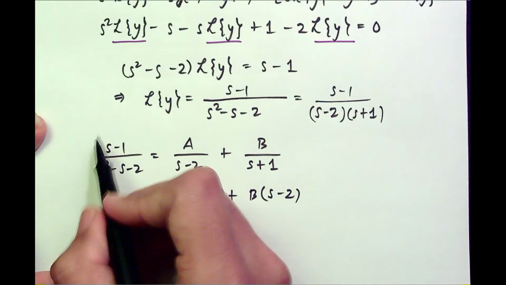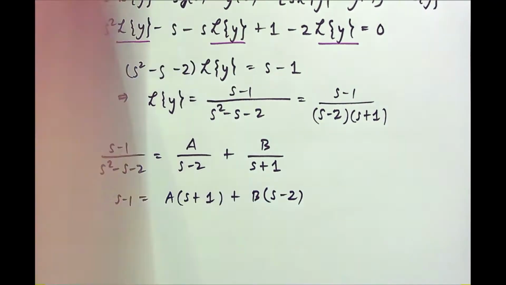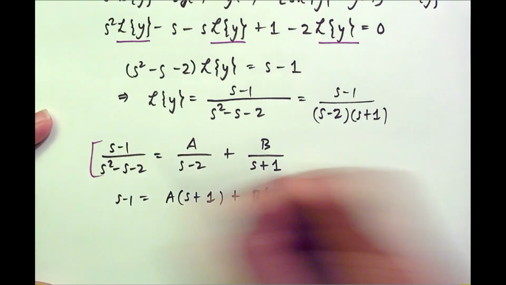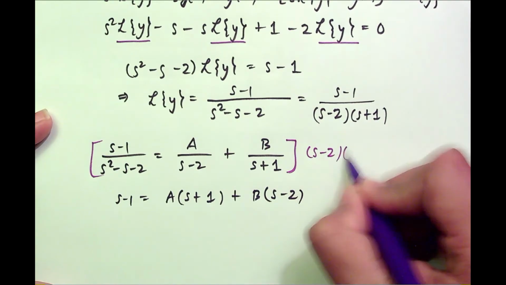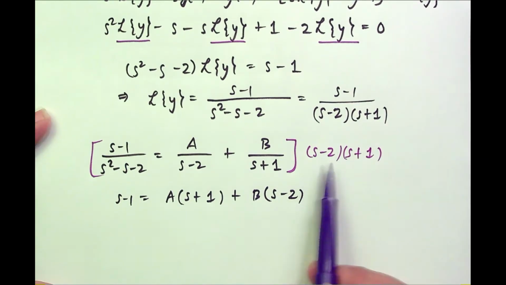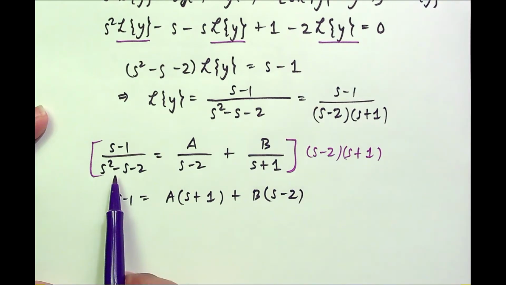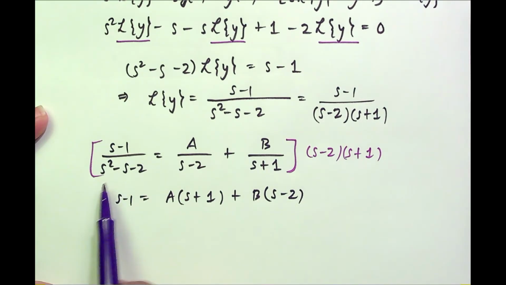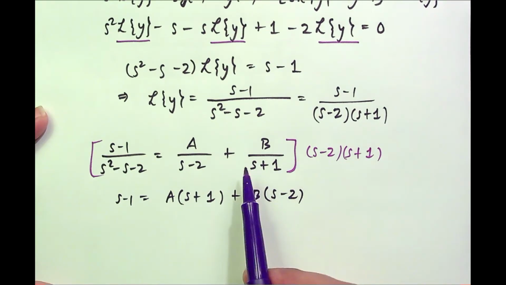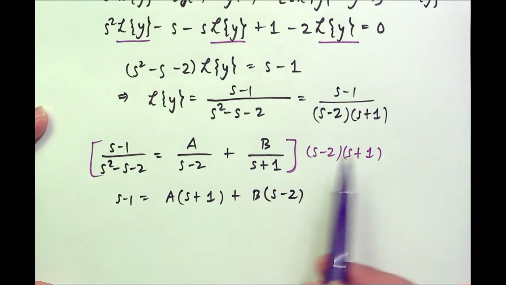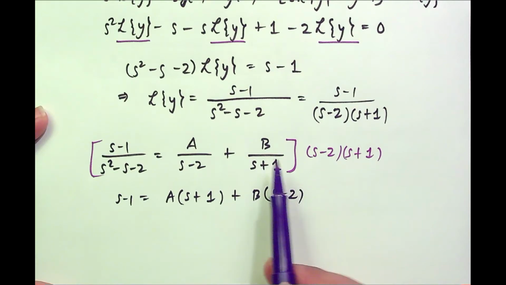Right, basically this is what we did. You take that and you multiply the whole thing by s minus 2, s plus 1. Now this is the same as that, so that cancels. The whole thing cancels. You end up with s minus 1 on the left, and then the s minus 2 cancels here. You get a, s plus 1, and then the s plus 1 cancels, and you end up with b, s minus 2.